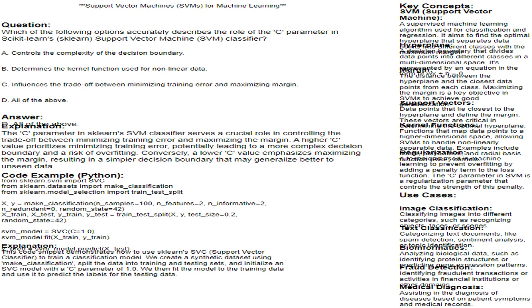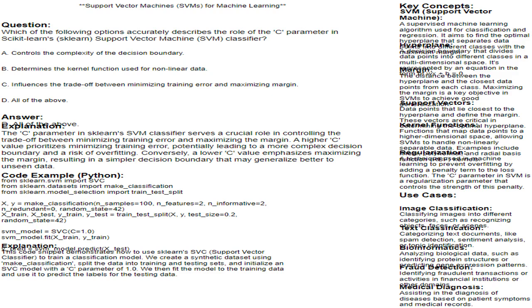Data points that lie closest to the hyperplane and define the margin. These vectors are critical in determining the optimal hyperplane. In a dataset with two classes, the support vectors would be the data points that are closest to the hyperplane that separates the two classes.